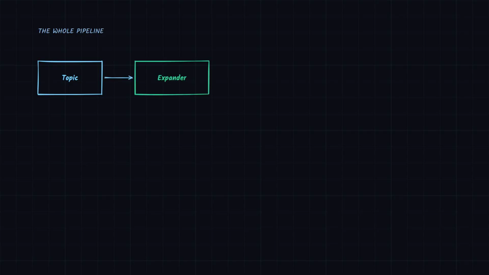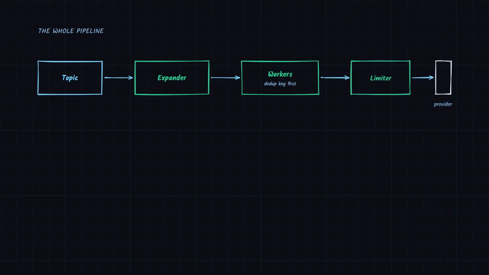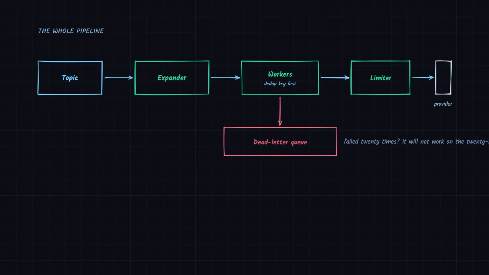The finished shape has 5 parts. An event lands on a topic. An expander turns it into 1 message per recipient. A pool of workers delivers them, each claiming a dedupe key first. A rate limiter sits between the workers and the provider, so you never send faster than it will accept. And anything that fails repeatedly goes to a dead letter queue rather than retrying forever, because a message that has failed 20 times is not going to succeed on the 21st.